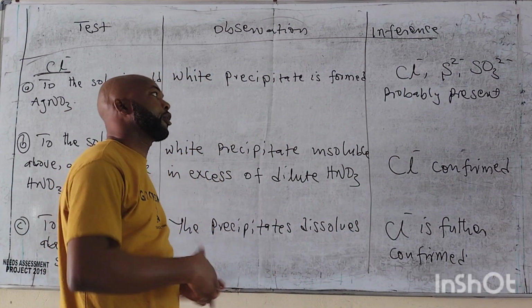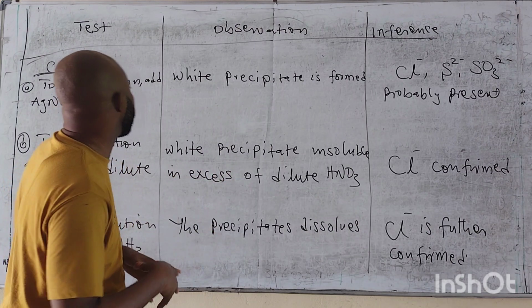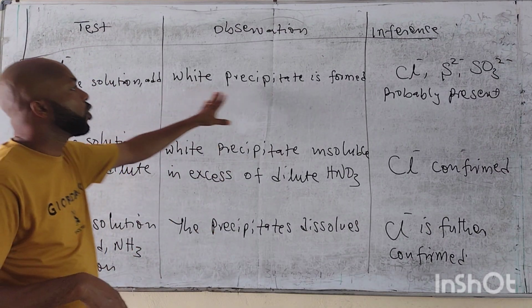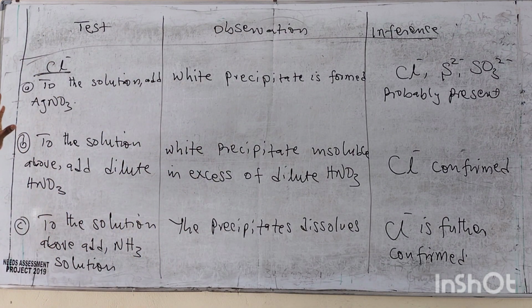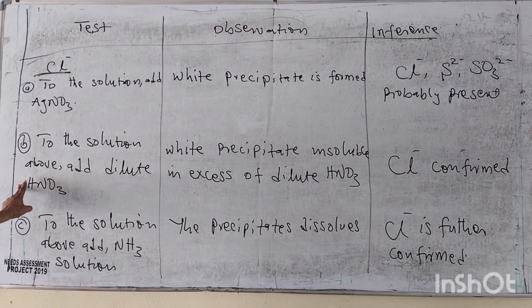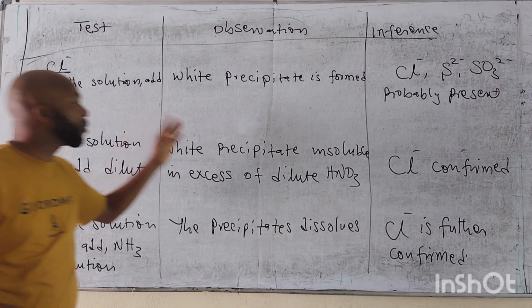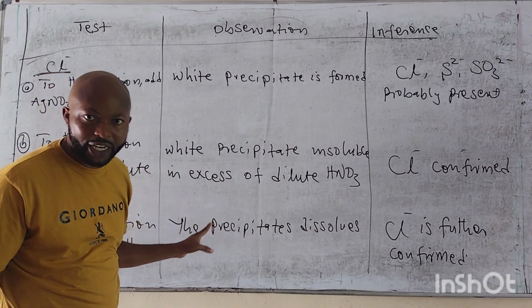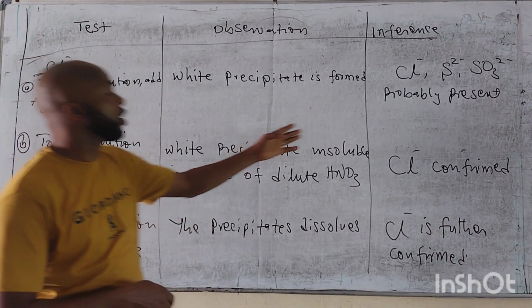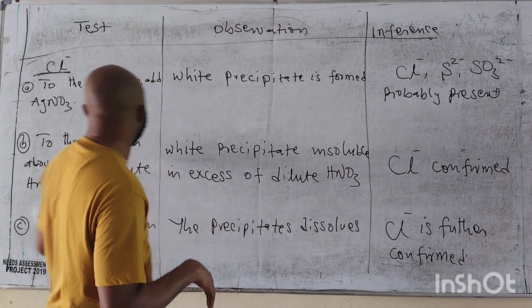So we have to proceed further to carry out more tests in order to isolate the one we're dealing with. Since we're testing for chloride, we proceed to add dilute HNO3. Dilute trioxonitrate(V) acid will be added to the solution above. When we do that, the white precipitate is insoluble in excess of dilute HNO3. We now proceed to say, okay, chloride confirmed, because only chloride is insoluble in excess of this.